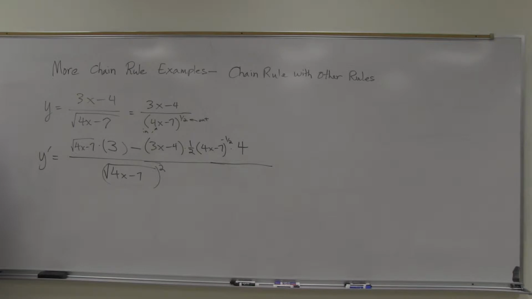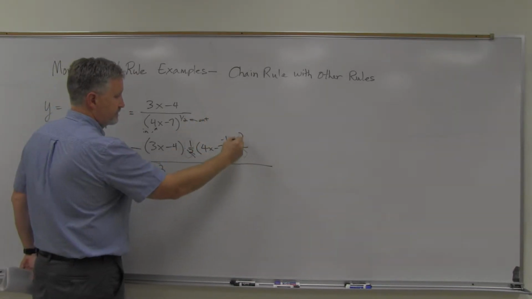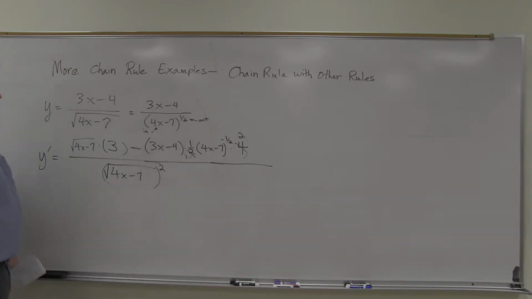Okay. Well, there's actually quite a bit we could do to simplify this, but let's see a few things. One way, right here you've got 1/2 times 4. You cancel that 2 into that 4, so that leaves a 2 there. And then in the denominator we've got the square root squared, so isn't that going to cancel out? So the bottom's just going to be 4x minus 7.